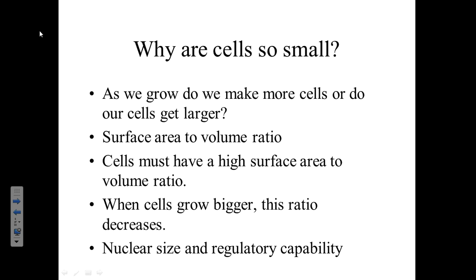Because small cells have a higher surface area to volume ratio, which means they're better at transporting things. Bigger cells have a lower surface area to volume ratio, and they're not as good at transporting things. And that's why cells don't get big. For a cell to be efficient, it needs a high ratio of surface area to volume. So it has to stay small to keep that. That's important.